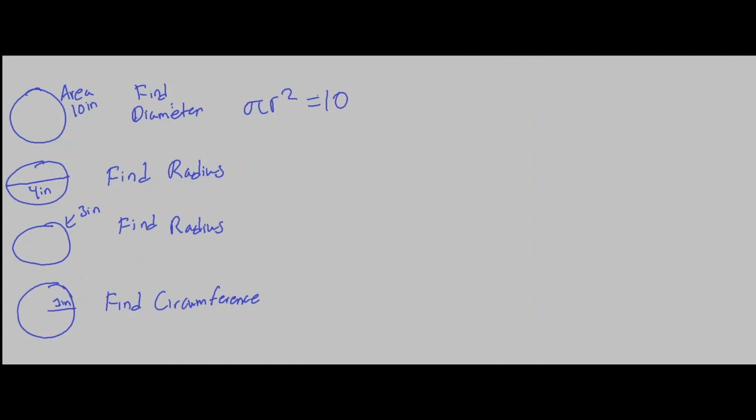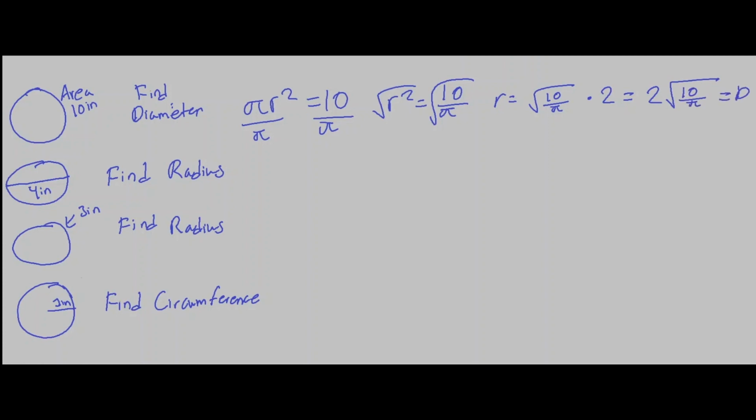So we could just find the radius. Let's take out the constants. Let's divide by pi on both sides. We get r squared is equal to 10 over pi. And then we just square root everything. So r is equal to the square root of 10 over pi. That's the radius. In order to get the diameter, we just multiply it by 2. So our final answer will be 2 square root 10 over pi is equal to the diameter. That'll be your final answer.